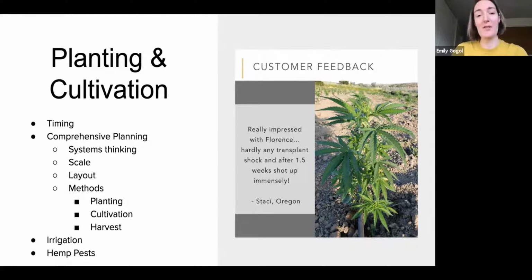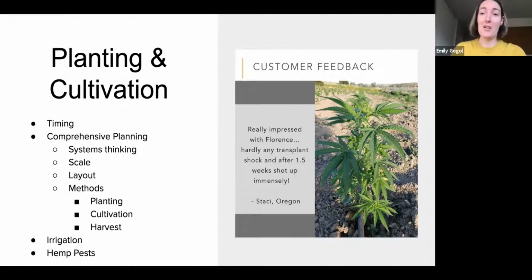Think about your methods. How are you planting? How are you cultivating? What does your weed suppression strategy look like this year versus last year? And then harvest. Are you going to hire someone to do that work, or are you doing that in-house? These are all big picture things that you need to think about before you put a plant in the ground, before you purchase a seed or a plant.